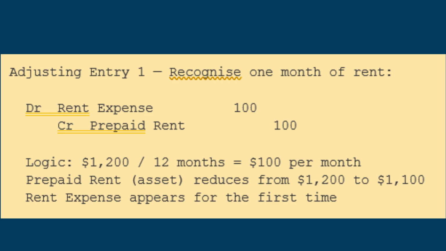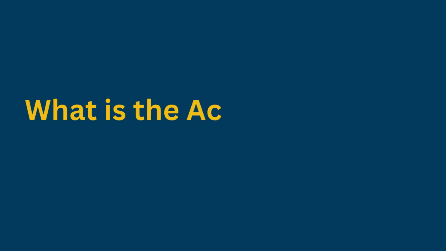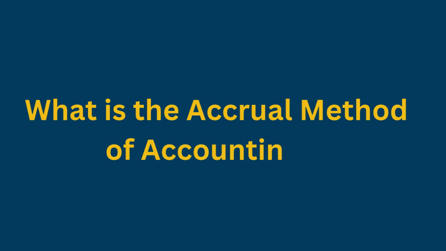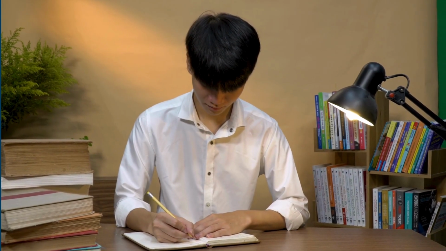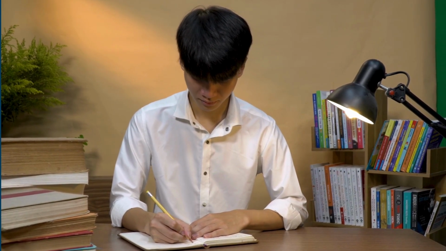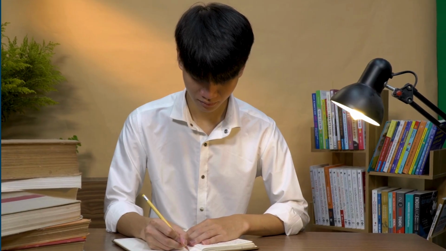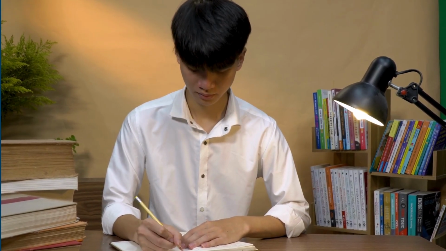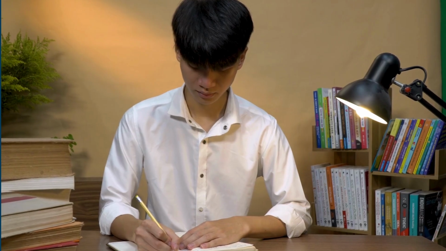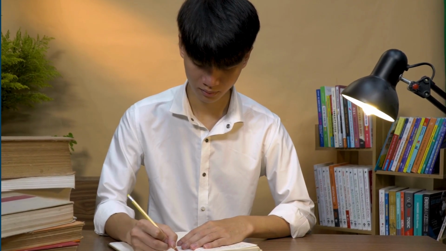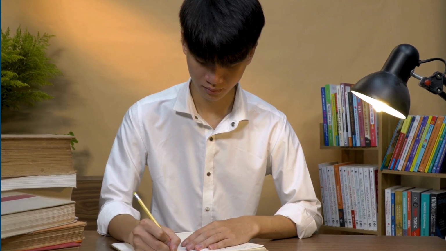Here is a quick example. You complete a consulting project in January. The client does not pay until February. Under the cash method, you record nothing in January. Under the accrual method, you record the revenue in January, because that is when you earned it. Both IFRS and GAAP require the accrual method for financial reporting. It gives a more accurate picture of a business than the cash method, even though it is more complex.